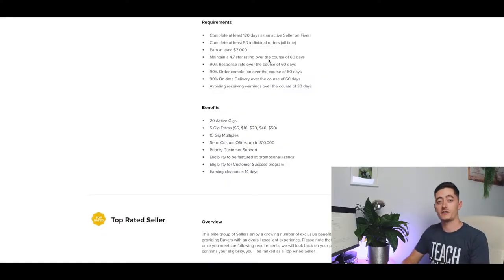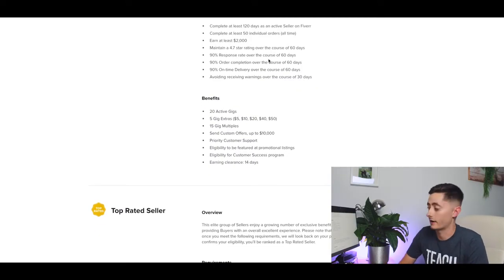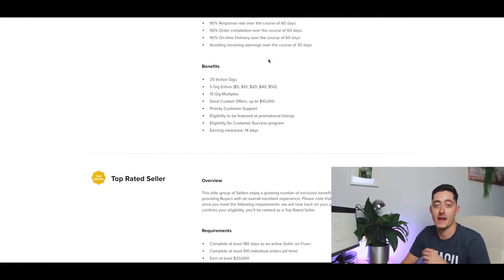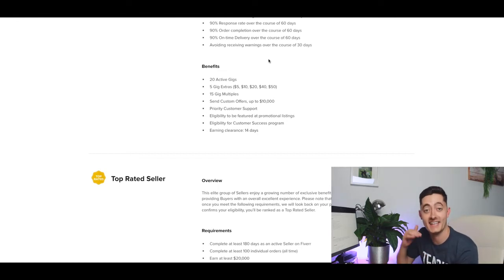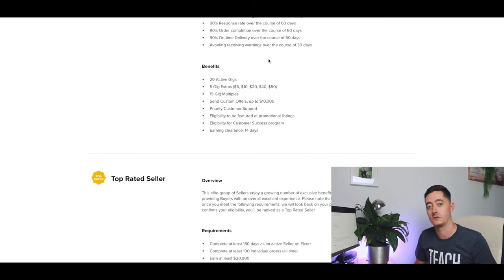Some of the benefits of having a level 2 seller account is that you get more active gigs, so you can have up to 20. I personally only have 4 or 5 active. I haven't really seen the need to have all 20 at the moment. But if whatever you sell needs 20 active gigs, then by all means that's available for you to use. You can also have up to 5 gig extras on each individual gig as well, which is even more useful for upselling and adding to your average ticket or average sale price per gig.